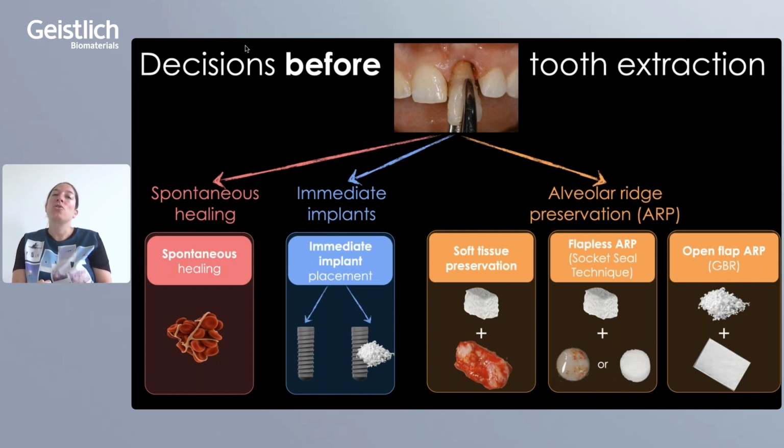Or you could choose an alveolar ridge preservation, where you have a lot of different techniques you can go for. You see here some of the possible techniques for ARP. You can either go for soft tissue preservation, where you would have a bone augmentation and a soft tissue, or you could have a soft tissue substitute. You could even do flapless ridge preservation or open ridge preservation.